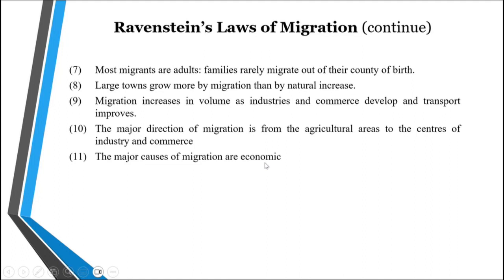Very commonly it is because of economics, jobs, money, higher pay, rather than other things like you like the culture or you like the scenery. So these are the so-called laws of migration, which are actually some rules or principles or generalizations on the factors affecting migration or the migration trend, based on Ravenstein.